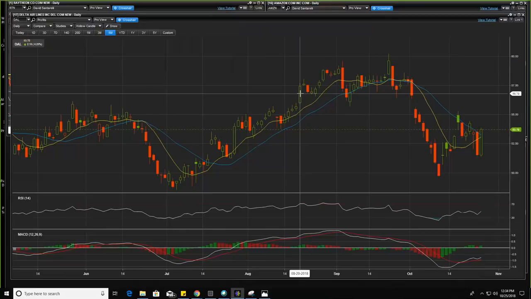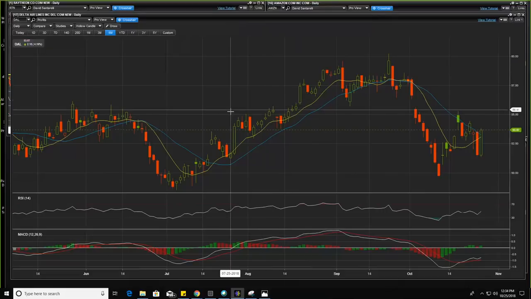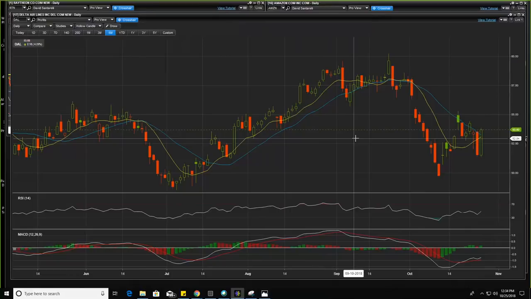So 57.25, divide that by 50.85. That's a 12.59% return. The stock increased 12.59% in that time frame. Okay, so now what I'm going to do, 12.59. Keep that in mind, guys.